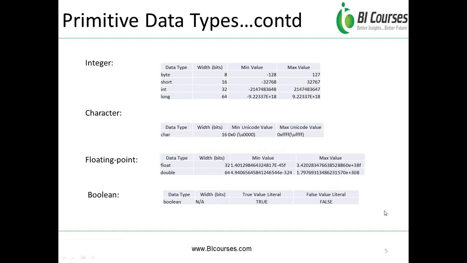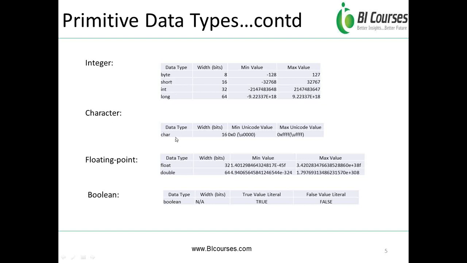What is the capacity of these data types? Like how much value can these data types hold? For integers we have byte, short, int, long. Byte takes 8 bits of data, short 16 bits, int 32, long 64 bits. The minimum value for byte is minus 128 and the maximum value is 127. Like this we have the min and max values of these four integer data types.